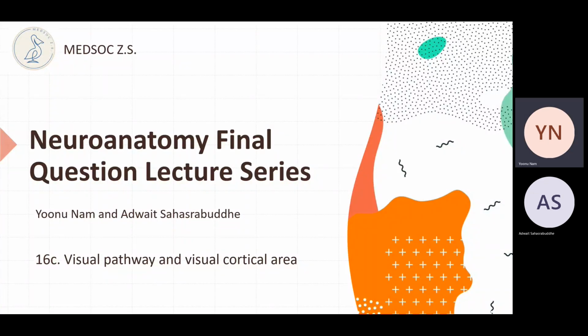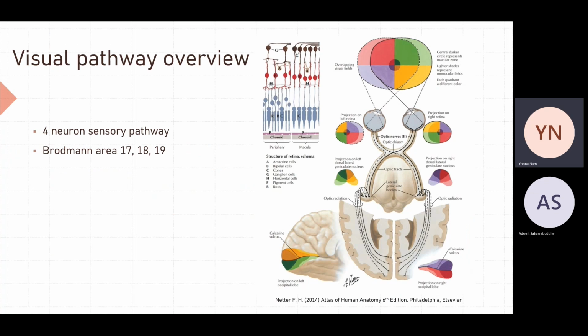All right. Hi, guys. Today we'll be covering exam question 16C, which talks about the visual pathway and the visual cortical area. So, the main takeaway message for today is that the visual pathway consists of four neurons. So, it's a four neuron sensory pathway. And these signals are sent to the primary and secondary visual cortex, which is located at Brodmann's areas 17, 18, and 19, and they are located at the occipital lobe.